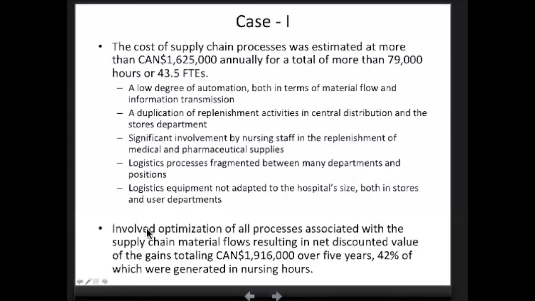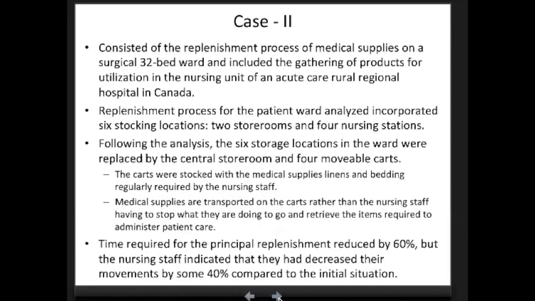As part of the solution, there was an optimization of all processes associated with supply chain material flows, which then resulted in a net discounted value of the gains, approximately 1.9 million Canadian dollars over 5 years. So the NPV is what they are mentioning here, and 42% of which were generated in nursing hours saved because of this change in the processes. So that's the first case study.